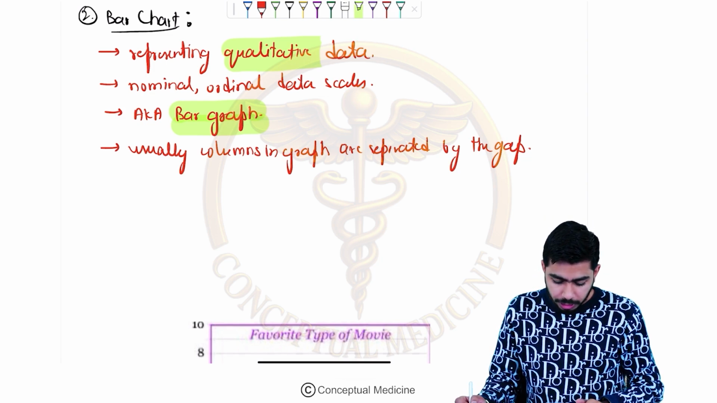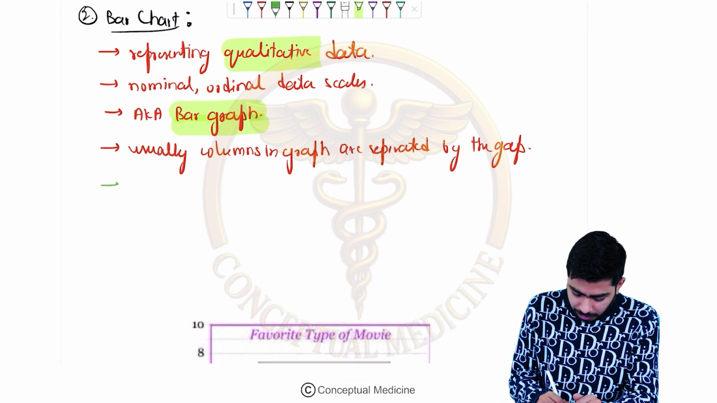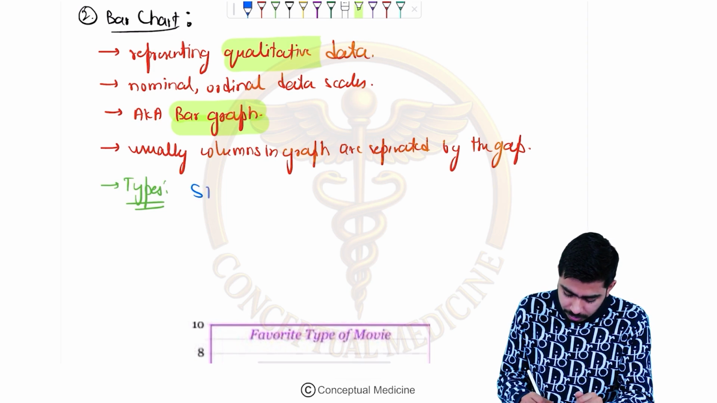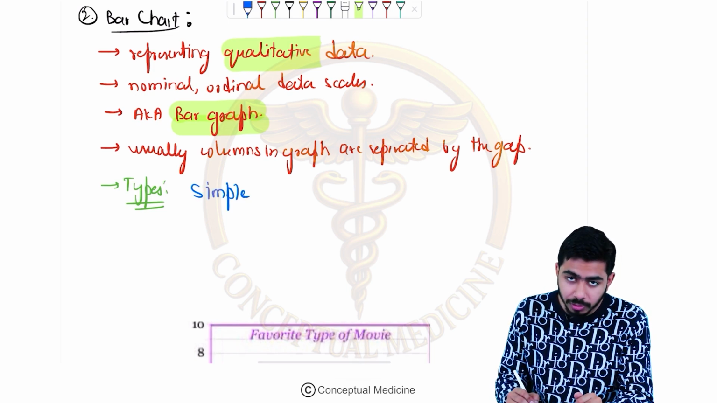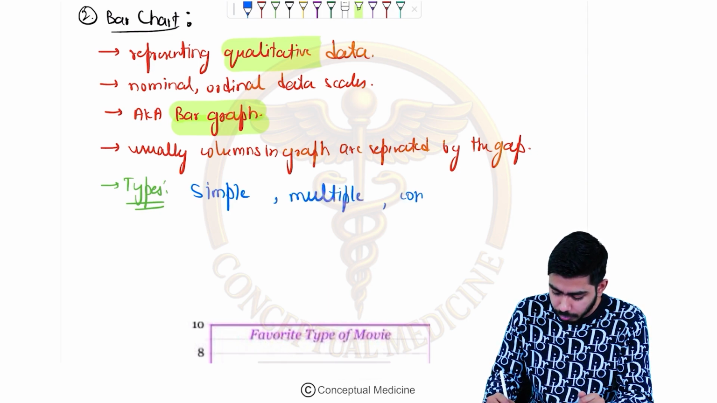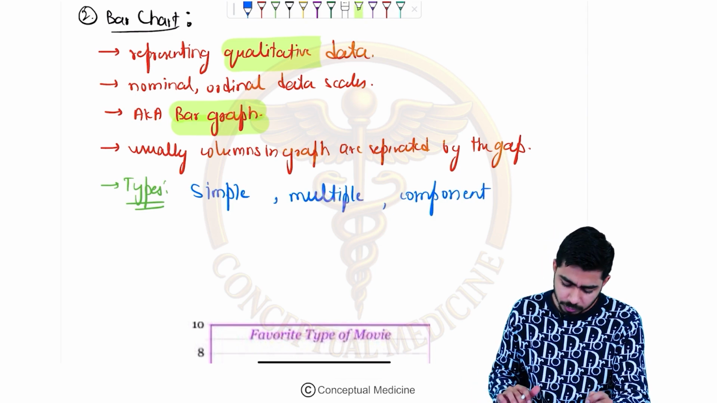Fine. Now they could have types. What are the types over here? We have the simple type, that is the first one. Then it could be the multiple bar chart or multiple bar graph, and the component bar graph. Okay, let me show you the diagrams as well.